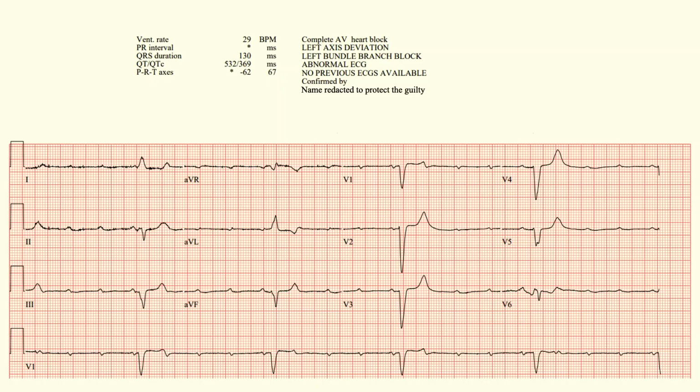The P waves are upright in 2. They're upright in 1, they're upright in F, they're upside down in AVR. They actually have that nice biphasic appearance in V1 that I told you about. And importantly, this is not just sinus rhythm. This is actually sinus tachycardia. The EKG machine didn't tell you that. It told you that the heart rate was 29. What I see when I look at this ECG is a patient that is not doing well.